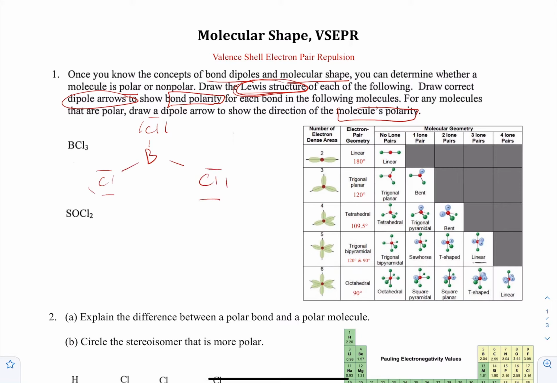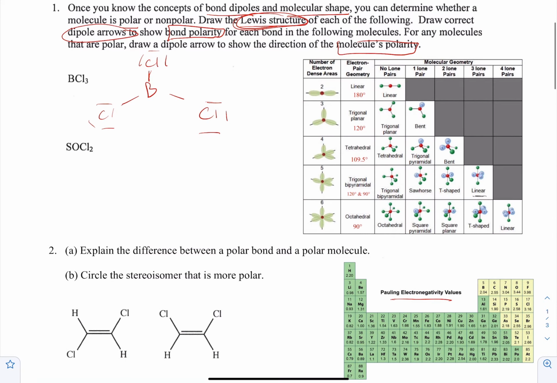To determine whether bonds are polar, you need to use an electronegativity chart, which I've included down here. Remember, in order to have a polar bond, let me actually write it over here, the difference in electronegativity has to be between 0.4 and 2.0 in order to be polar. So I'm going to put polar. And remember that below 0.4 would be nonpolar, and above 2.0 would be an ionic bond.